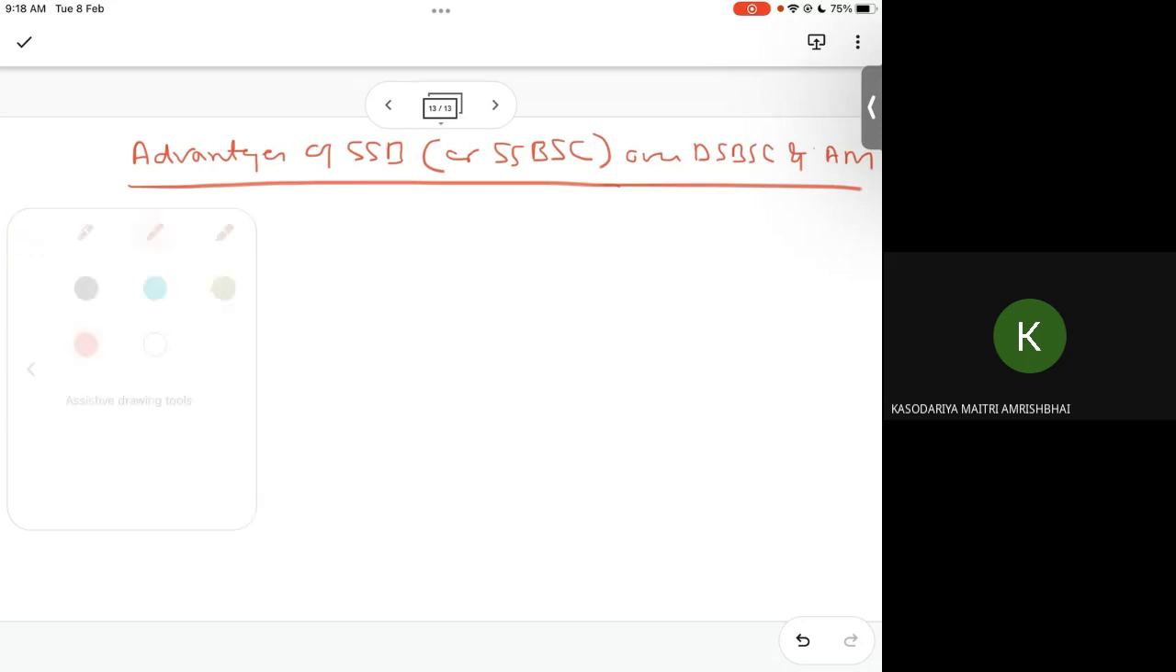Okay. So let's see what is the thing. First, reduced bandwidth, as you have seen. How much reduced? That depends on this thing.